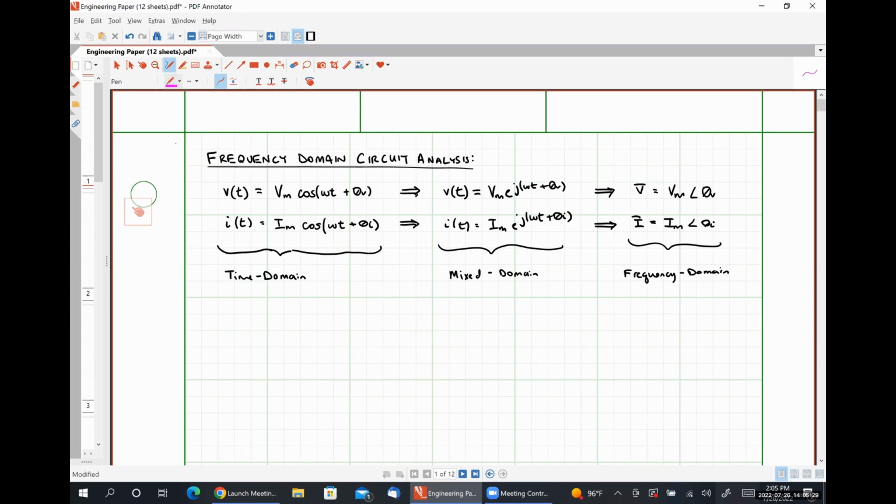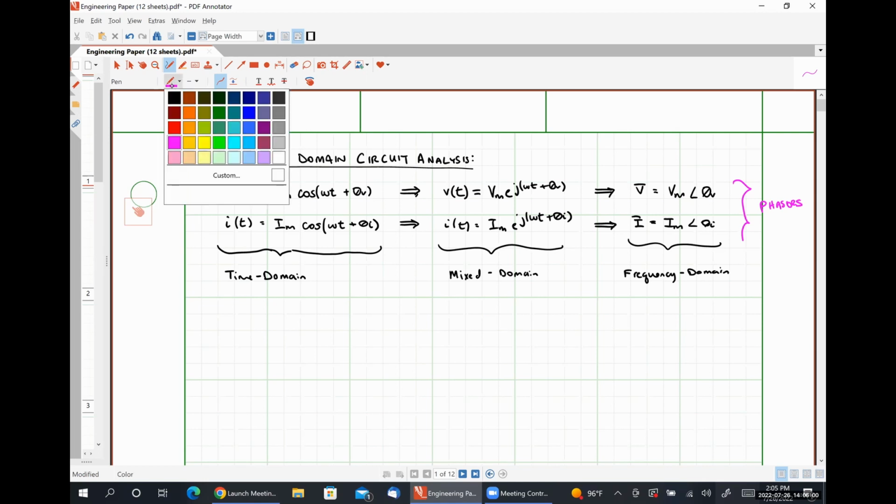These representations are called phasors. A phasor is just a shorthand notation that electrical engineers have developed to represent time domain signals. And we get our phasor representation of a signal by simply keeping the magnitude, keeping the phase angle, and throwing everything else away.